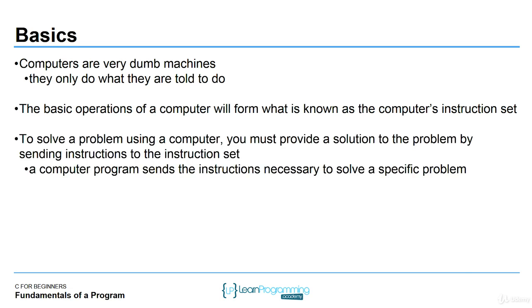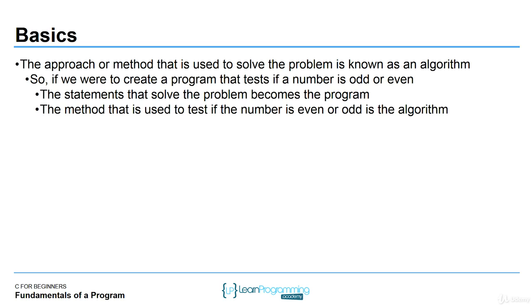So to solve a problem using a computer, by telling it what to do, you provide the solution by sending these instructions to the instruction set. That's what's happening when you write a computer program: you're sending specific instructions to solve a specific problem via commands to the CPU, the processor, okay? And the approach or method that is used to solve the problem is known as an algorithm.